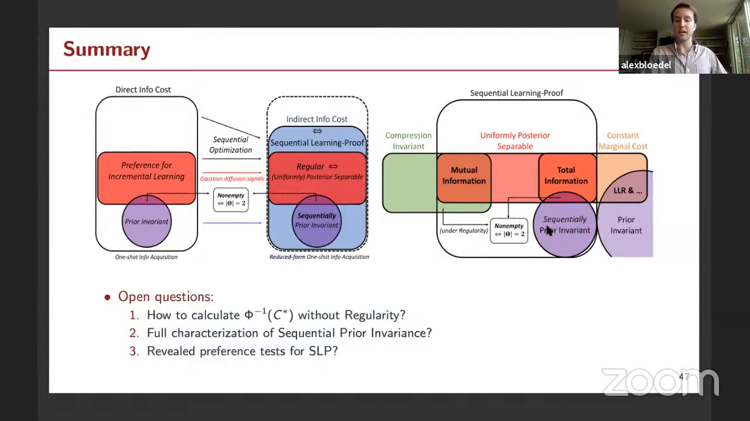An even stronger result is that, except in the case of binary states, no UPS indirect cost could even be generated by a direct cost that is prior invariant, which is significantly stronger than requiring that the indirect cost be prior invariant. And then finally, we look at these two axioms, constant marginal cost and compression invariance, and use these to pin down respectively the new, what we call total information cost function and the familiar mutual information cost function. There are some open questions left by our analysis, which are listed here, but I'll stop here. So thank you very much for your attention. It's been a pleasure, and I'm happy to take questions.